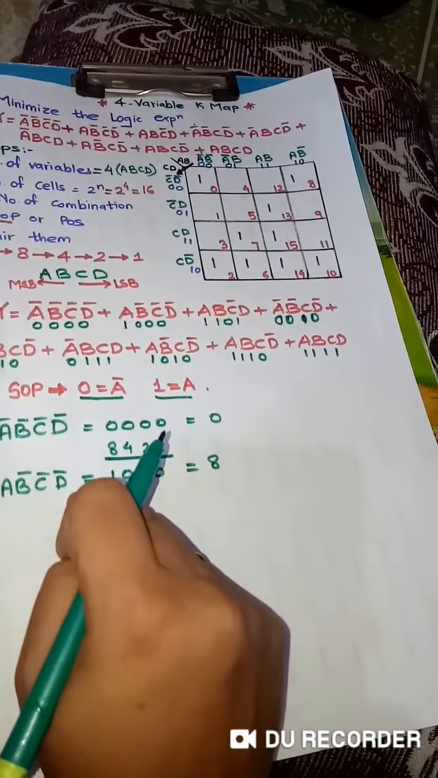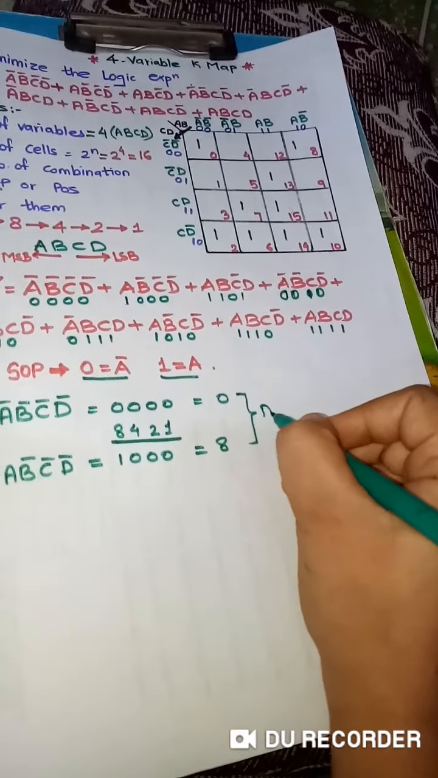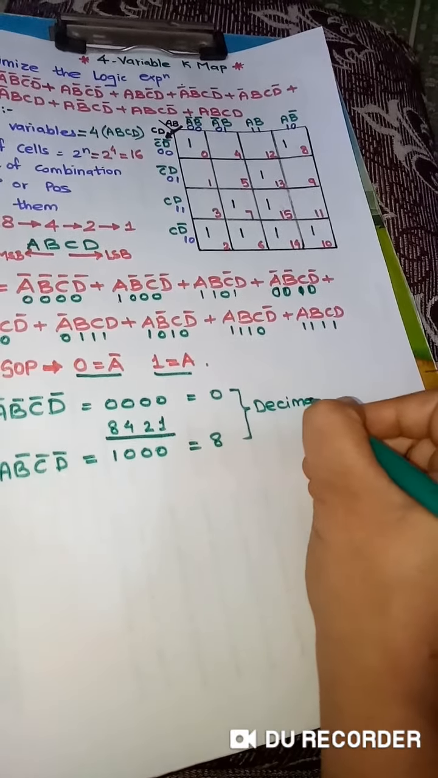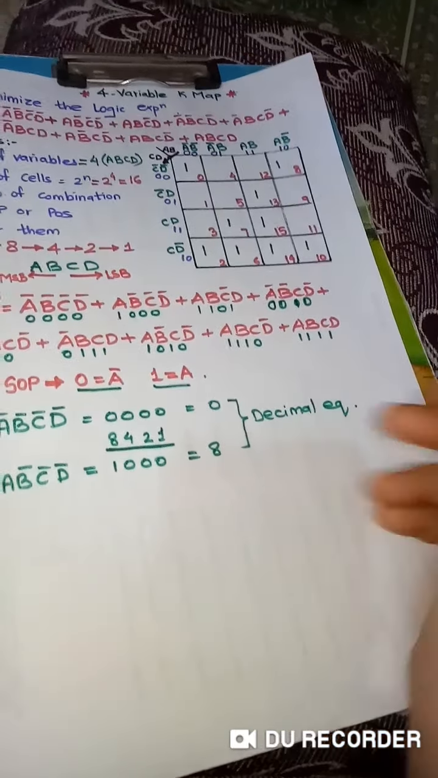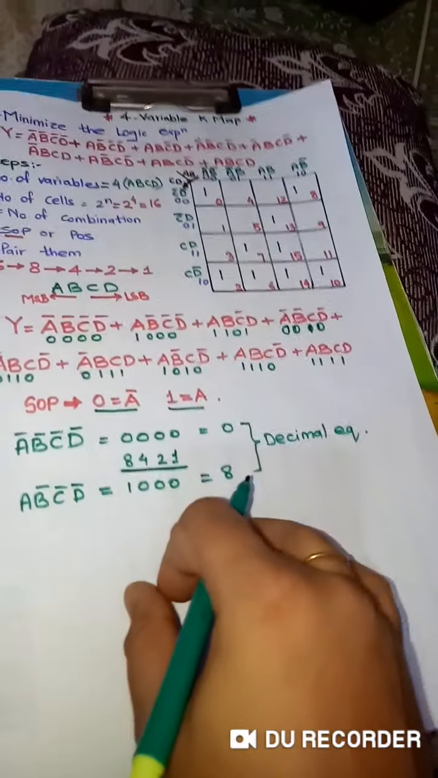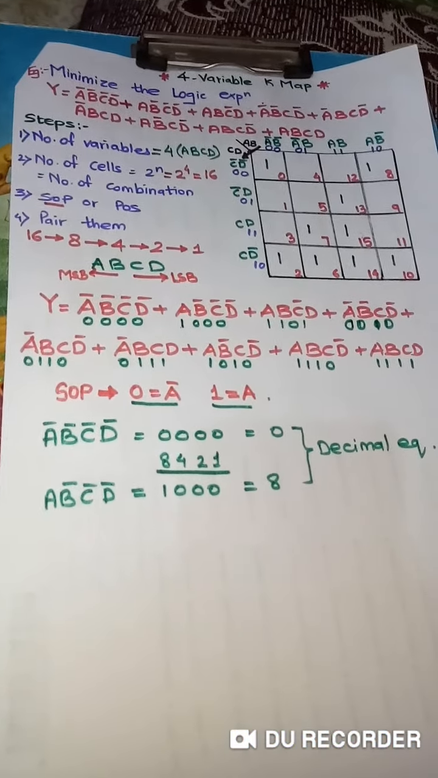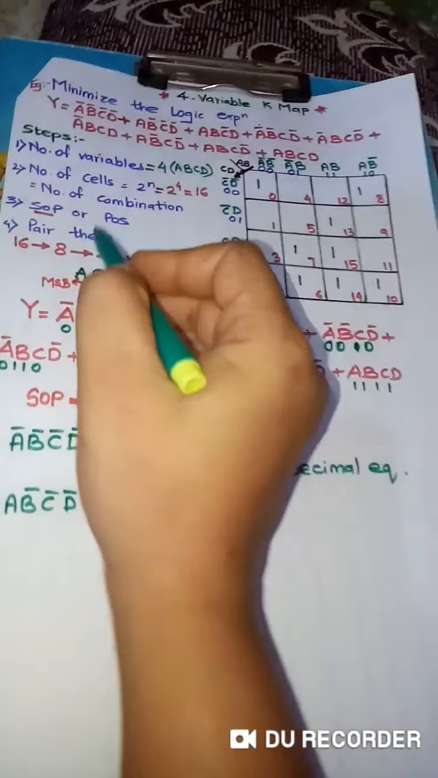First convert them into their decimal equivalent. So either in this form you can directly do the row and column mapping, or you can first convert it into your decimal equivalent and then write it here in the K-map. Right? Now this part is solved.